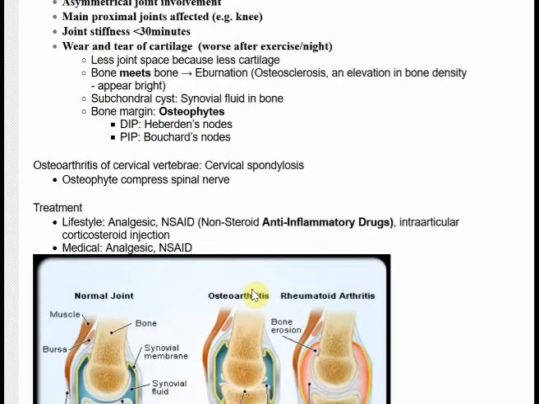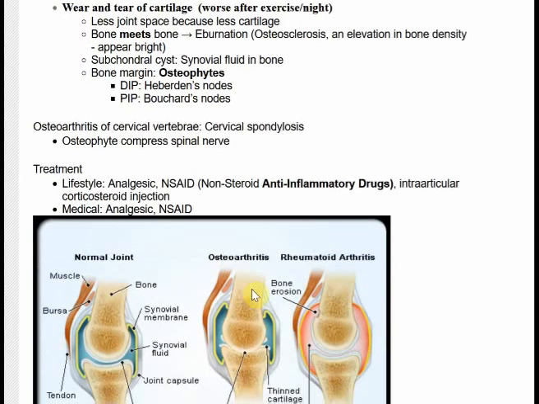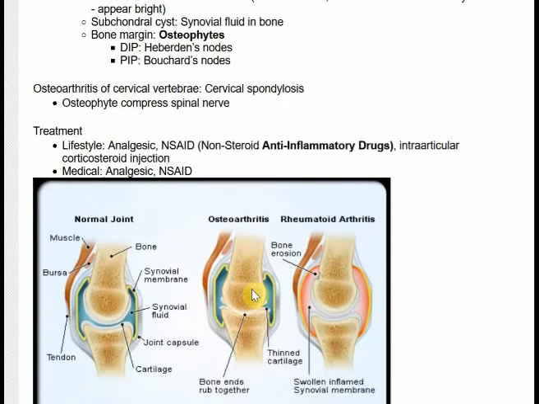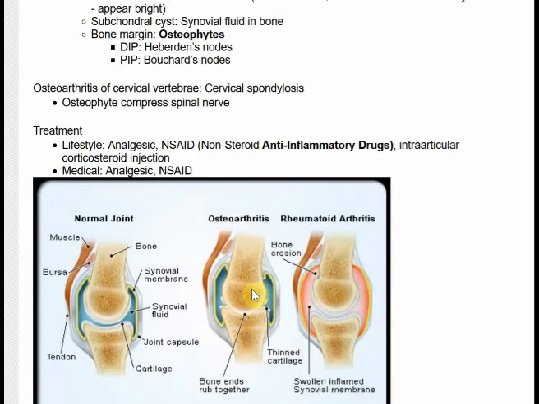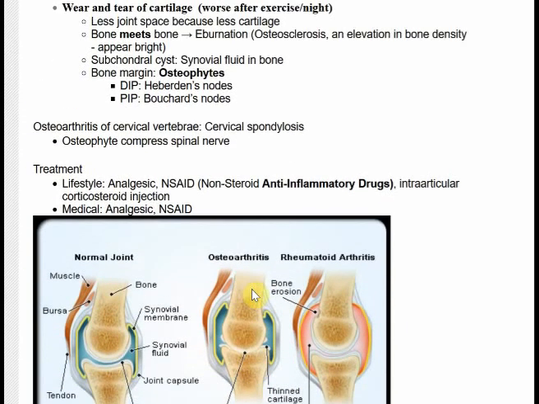On an x-ray, aside from the subchondral cyst that we mentioned, you can also have osteophytes, which is basically hypertrophy areas of bone. For example, if it's in the DIP of the hands, it is called Heberden's nodes, and if it's in the PIP of the hand, it's called Bouchard's nodes. And also, it can affect any other joints, such as the cervical vertebra, and that is called cervical spondylosis.